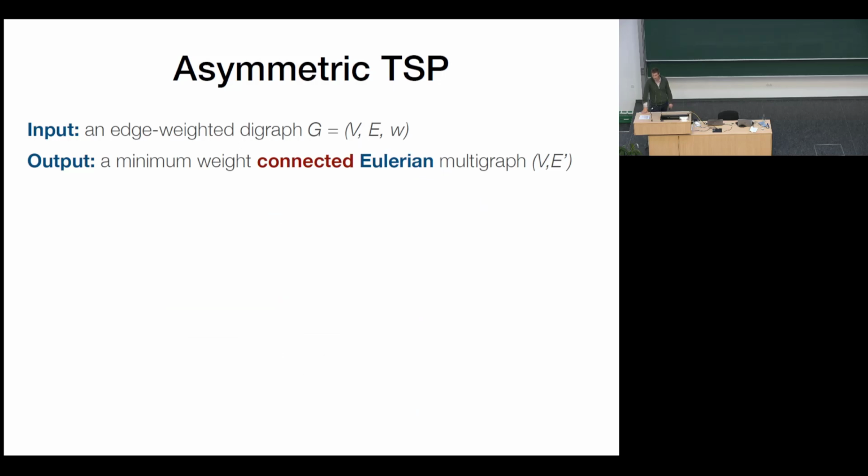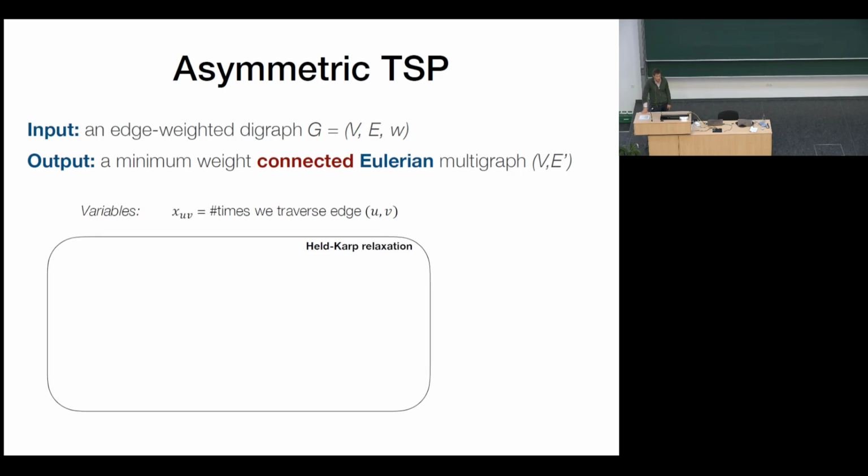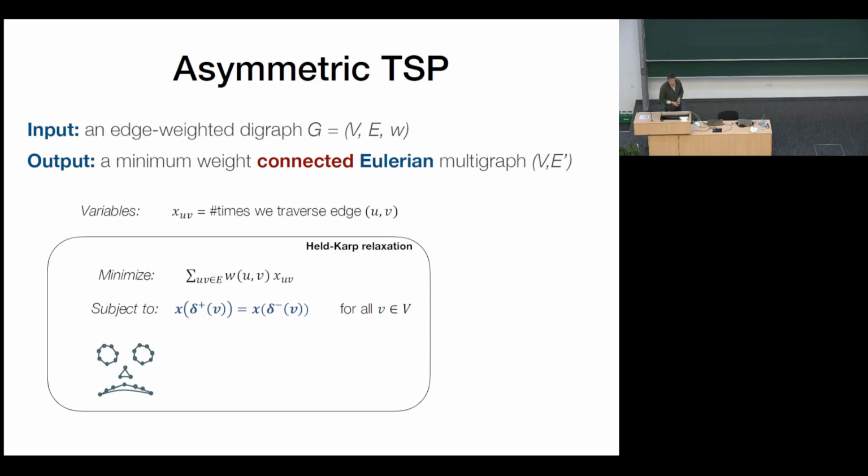Now we can look at the famous relaxation that was first used in the 50s. We have a variable for each edge, or each road: how many times did you traverse this road? We want to minimize the total weight of our tour, subject to the out degree equaling the in degree. This means that the sum of the edges going out of V should equal the sum of edges going into V. And then we also want to avoid situations with subtours.